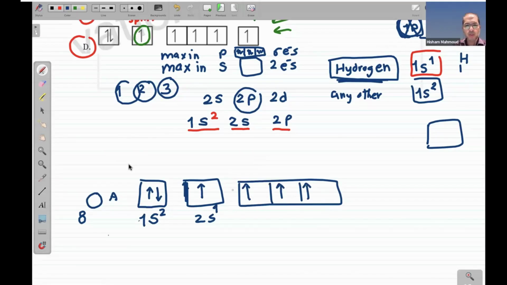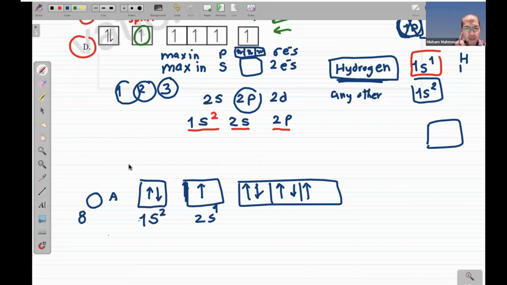Then I will go for the 2s2. Is it three rooms or one room? It's 2s, so it is one room only. So I'll put one electron here. Is it like that? No, I have to fill the two electrons here. So I'll make the spin of the other electron in the opposite direction.